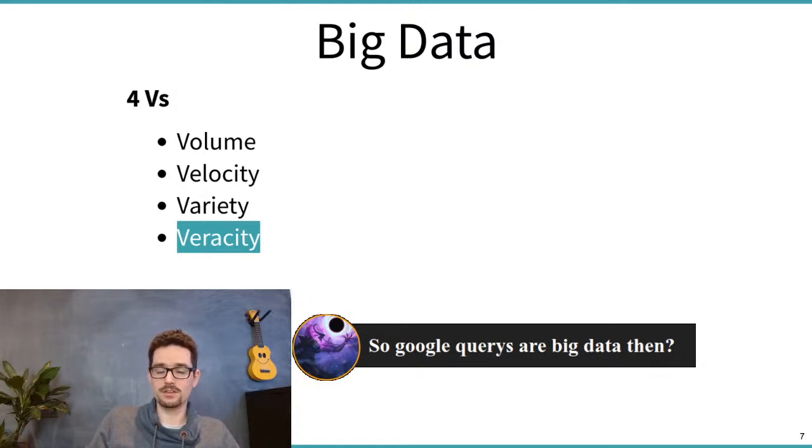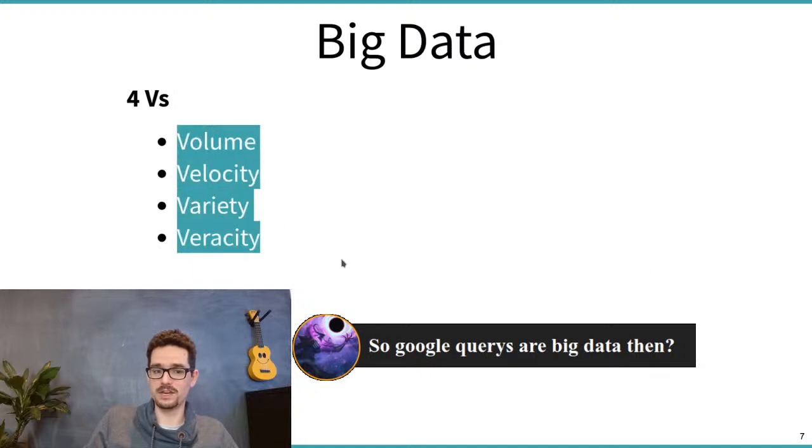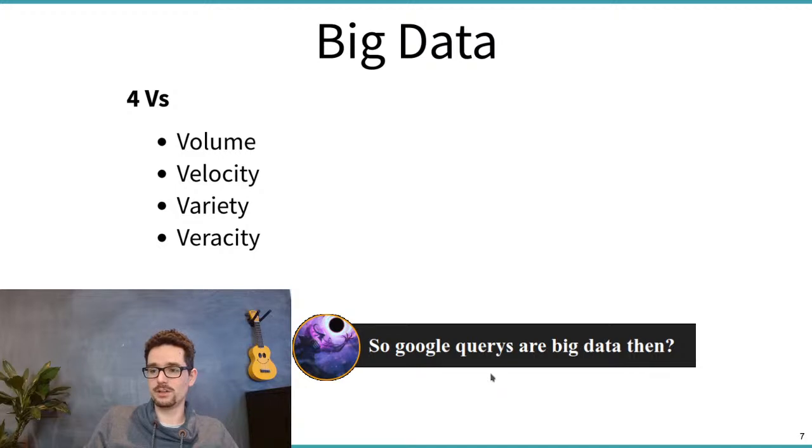You mean the data that is stored in Google, or do you mean the history of queries? So big data is the data. It has these properties here. A query is querying the data, but the query is not the big data.